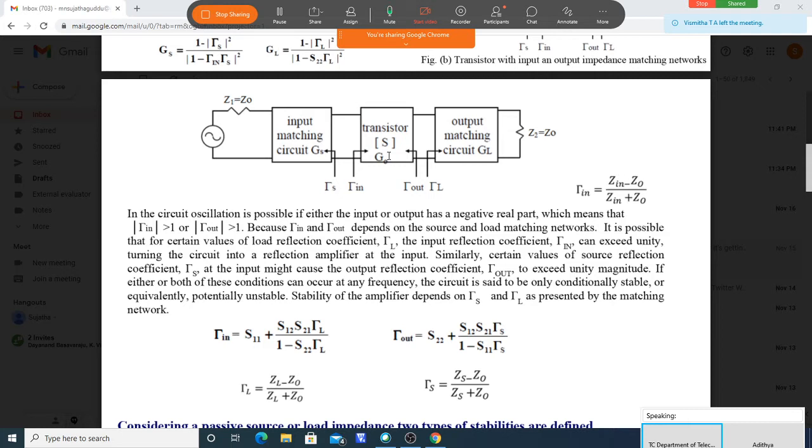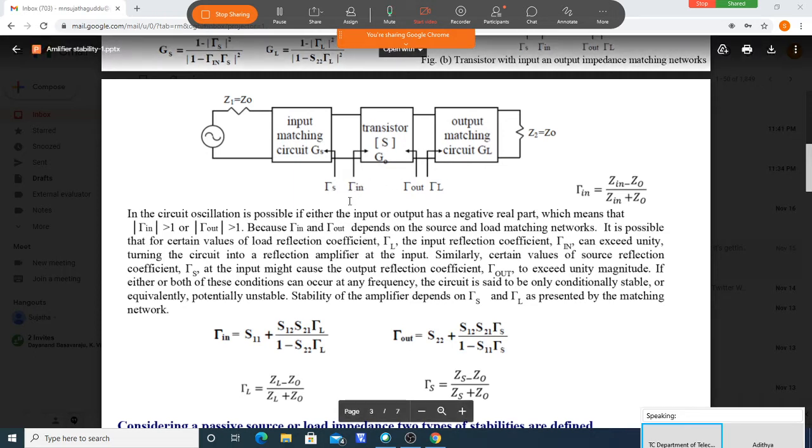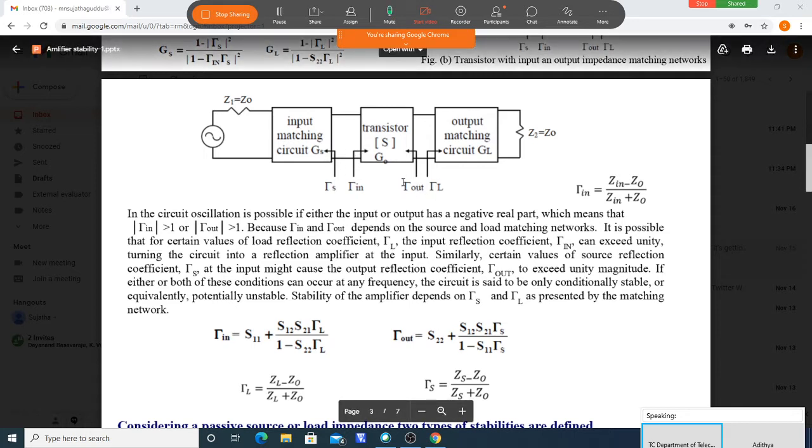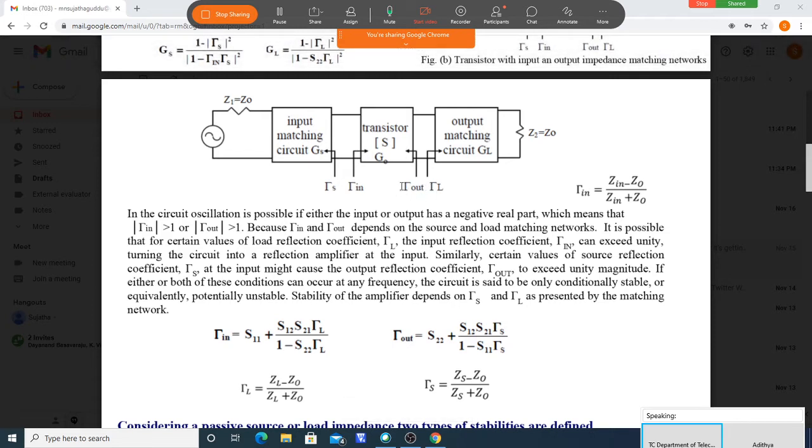We set the gain equal to 15 dB. But sometimes, if you have not chosen ZL properly, since Γin depends upon ZL, this Γin may become greater than 1. Similarly, if you do not choose the impedance ZS properly, then this Γout may become greater than 1. Then the system starts oscillating.